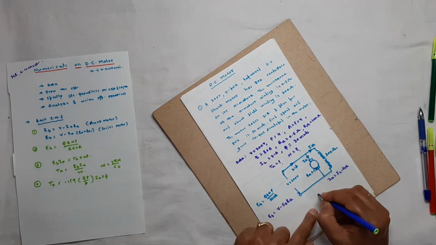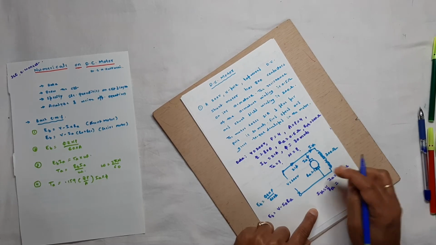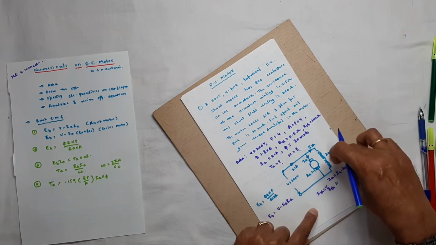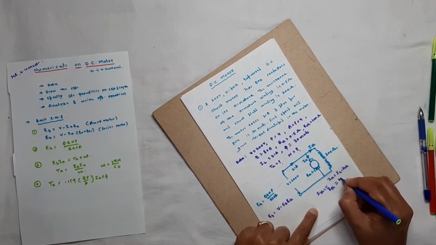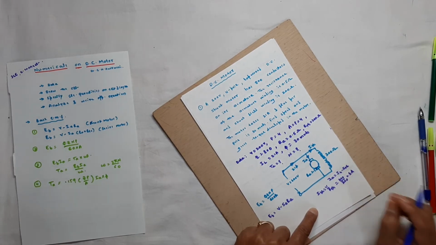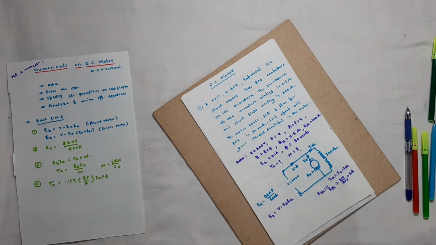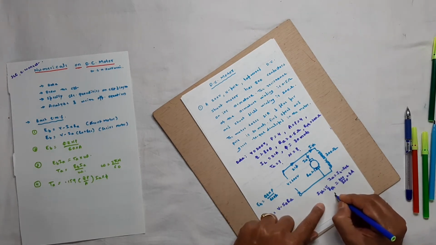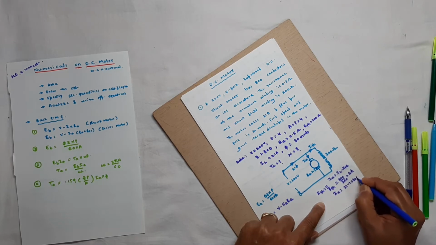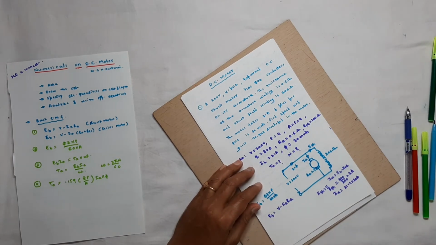Then how to find out ISH? ISH is equal to V divided by RSH. What is the V? Because the voltage across the shunt field is 200 volts and shunt field resistance is 200 ohm. Therefore, 200 by 200, that is equal to 1 ampere. 1 ampere is the shunt field current. If you know the shunt field current, then the armature current IA is equal to 21 minus 1, that is equal to 20 amperes.